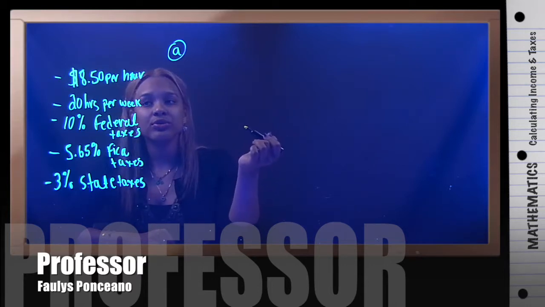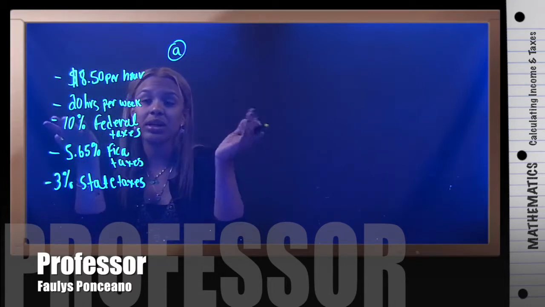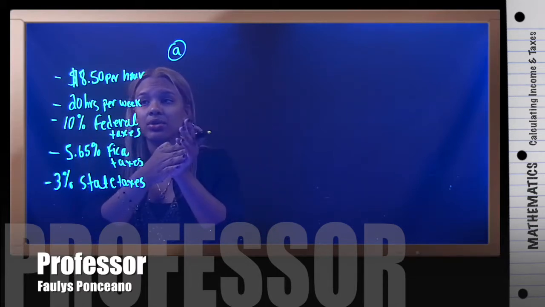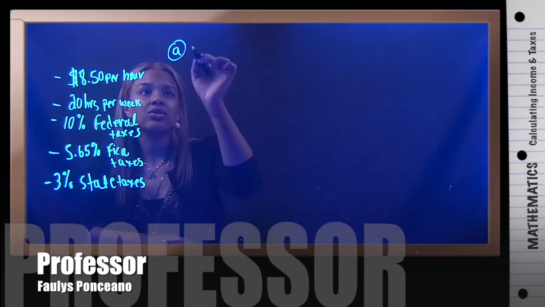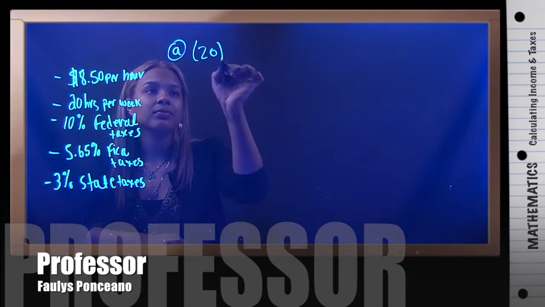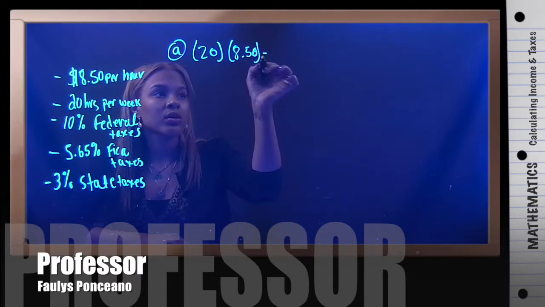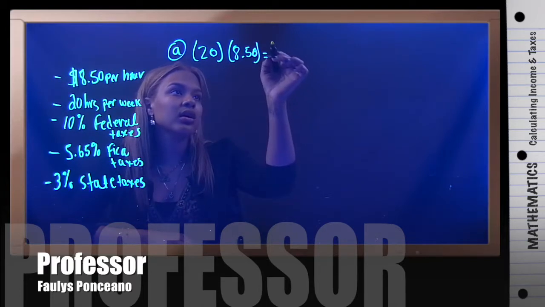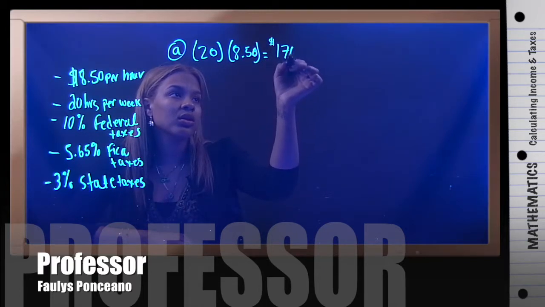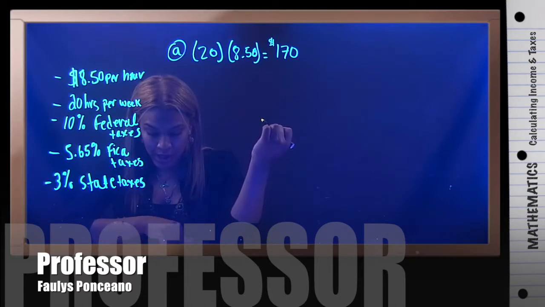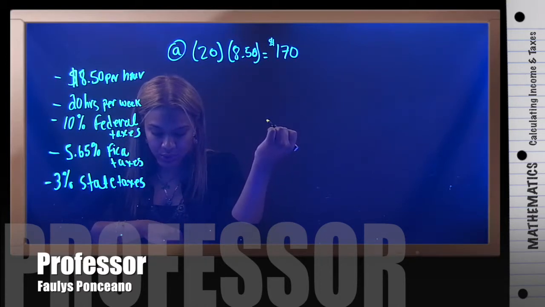So what you want to do for this is, if you work 20 hours per week and at each hour you get paid $8.50, you simply multiply the 20 times the 8.50. When you multiply that, you get $170 per week. Question B says, how much is withheld per week for federal taxes?